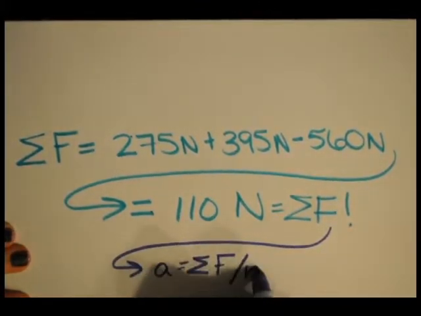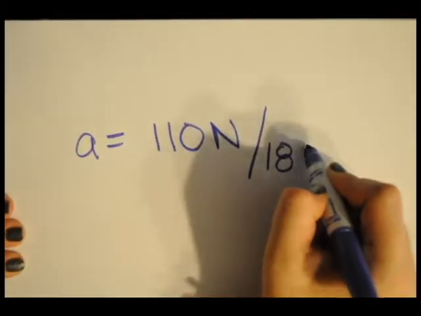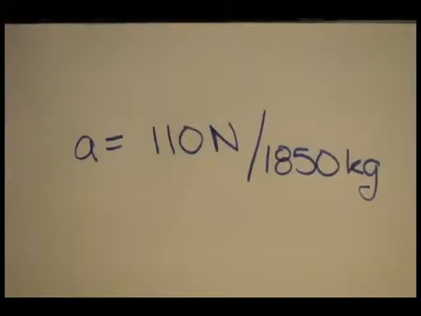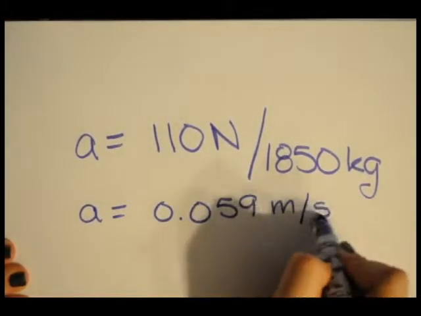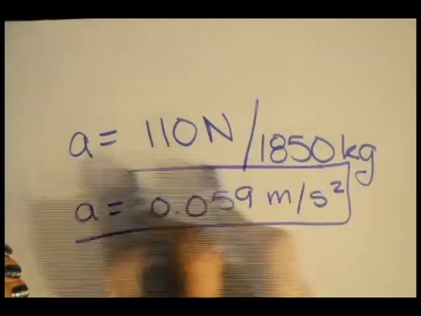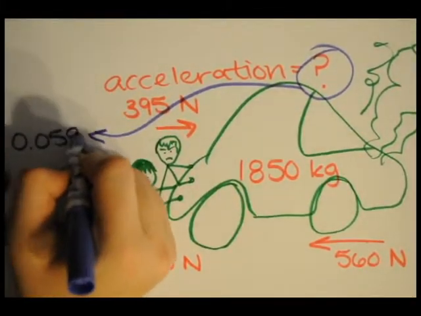From there, we can plug it into the equation we derived before. a equals the sum of F divided by the mass. a equals 110 newtons divided by 1,850 kilograms, which equals 0.059 meters per second squared. So, the acceleration of the car would be 0.059 meters per second squared.